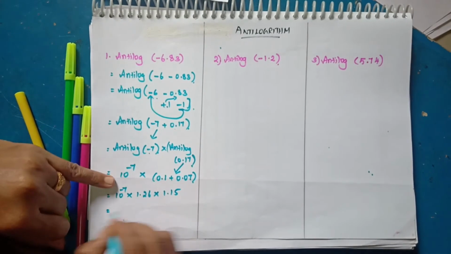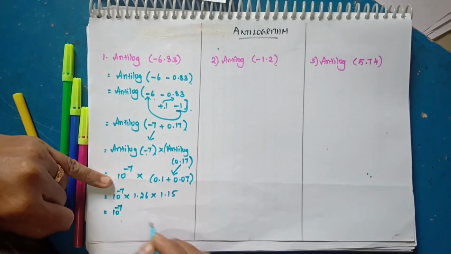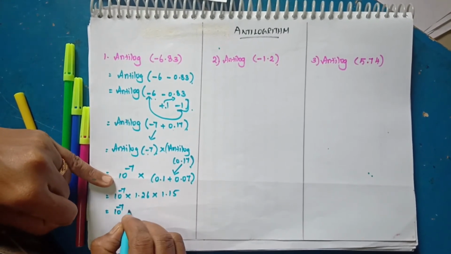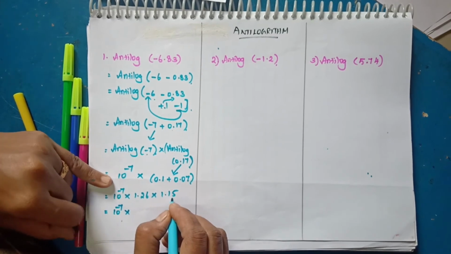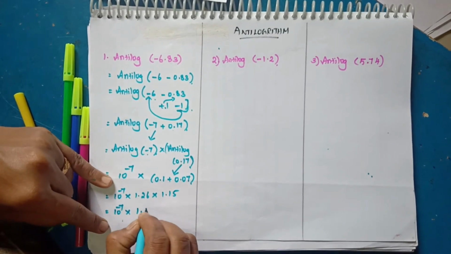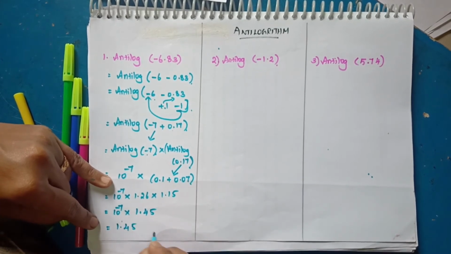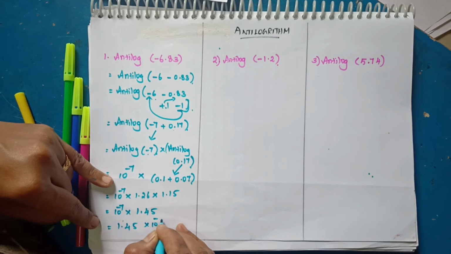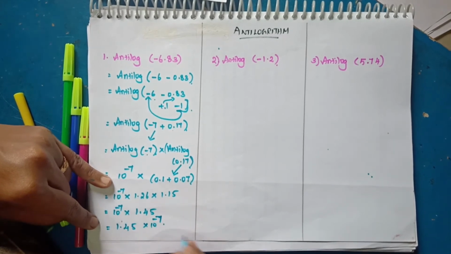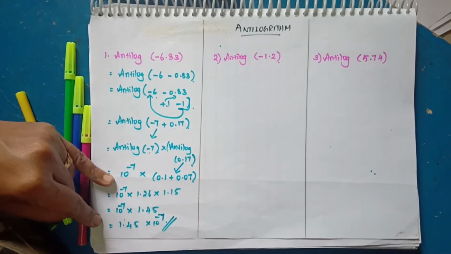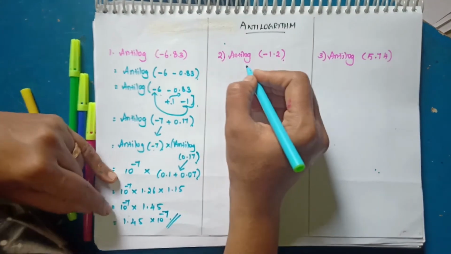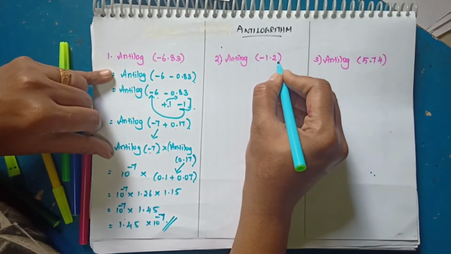So we are multiplying, with both 10 power minus 7. So 1.26 into 1.15, we will get the answer 1.45. You can check it, multiply and check it. You will get to know. Okay. So 1.45 into 10 power minus 7 is the answer.